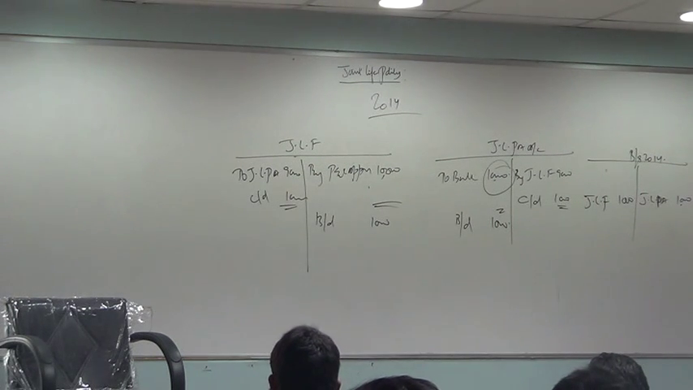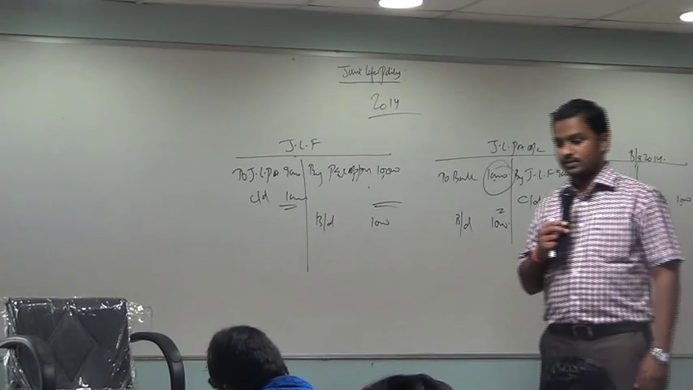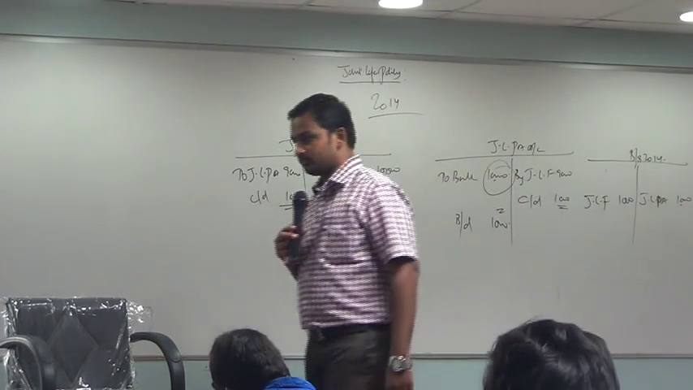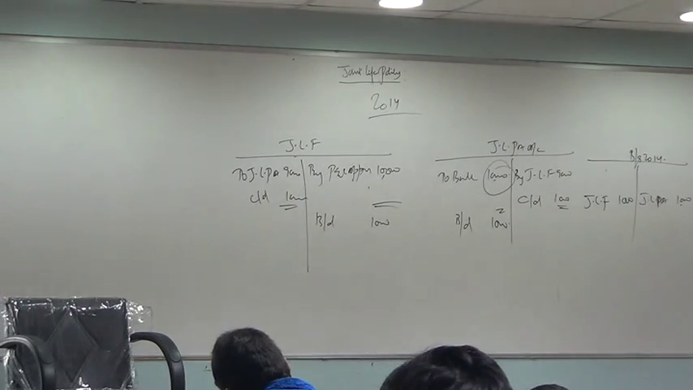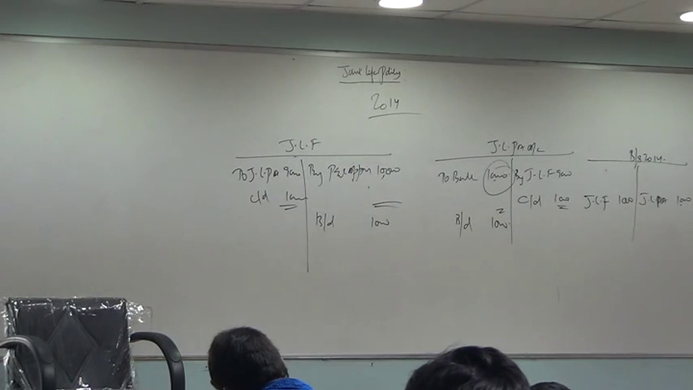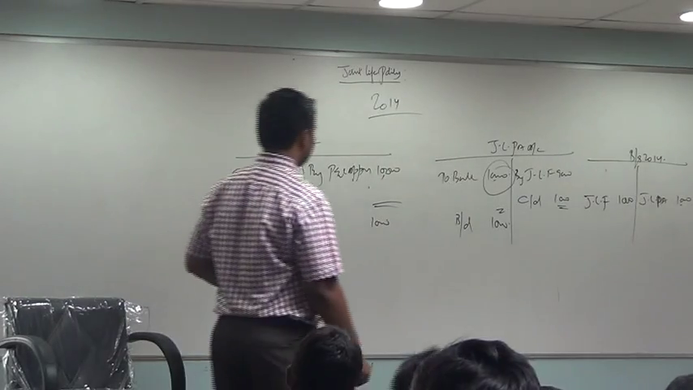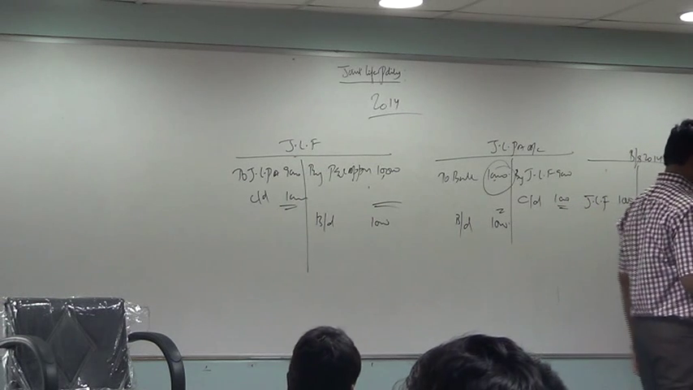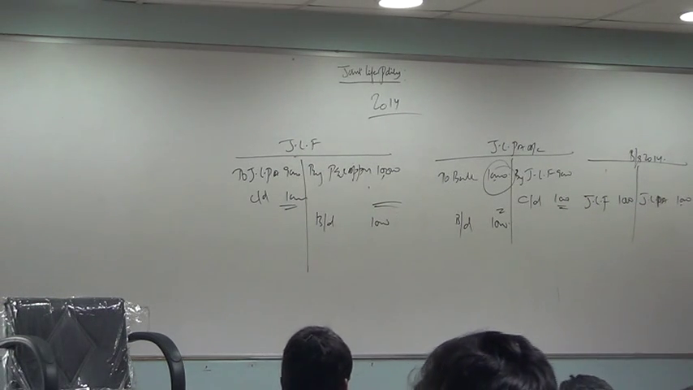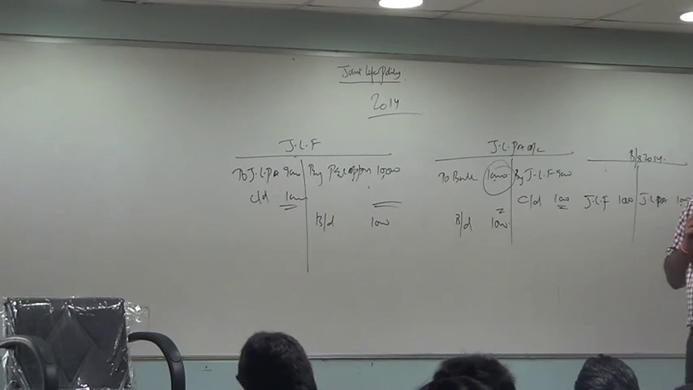Is it clear? Next. Not over yet. Next. When a partner dies and the assured sum is received. What is the entry?